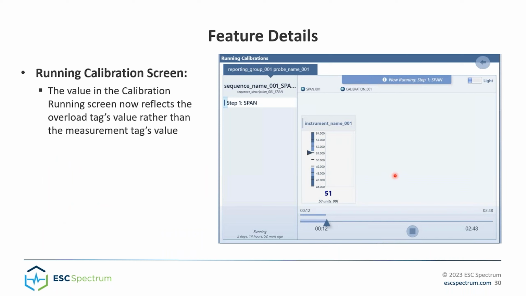When the calibration running UI is open, you now see the corrected overloaded tag. This is showing the 51 as it should, and this is where the update was made. This would previously show the incorrect colors at certain times, as it was basing it off of the original tag as opposed to the correct overloaded tag.